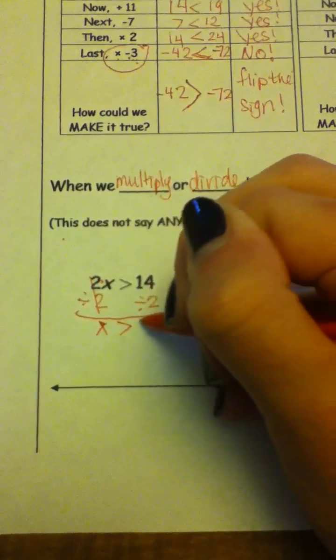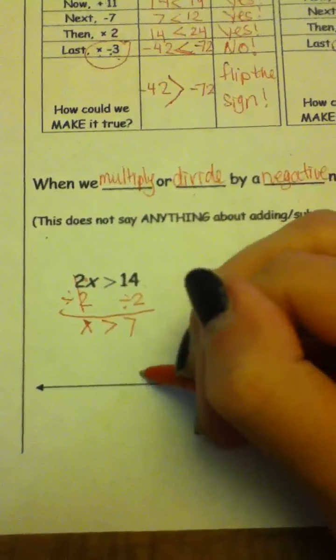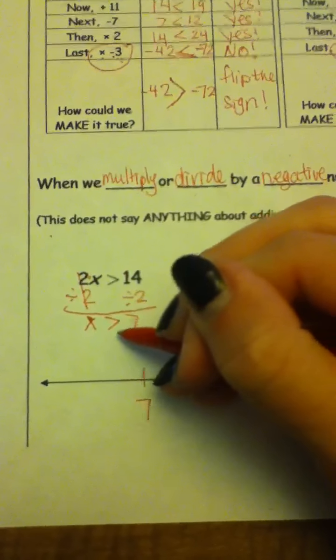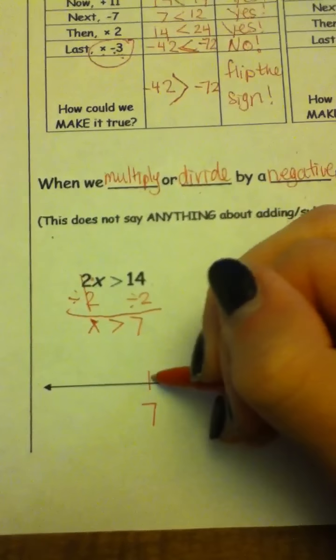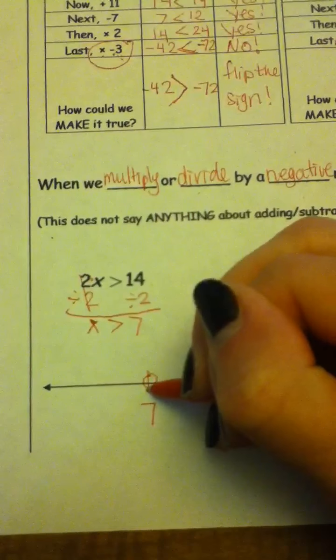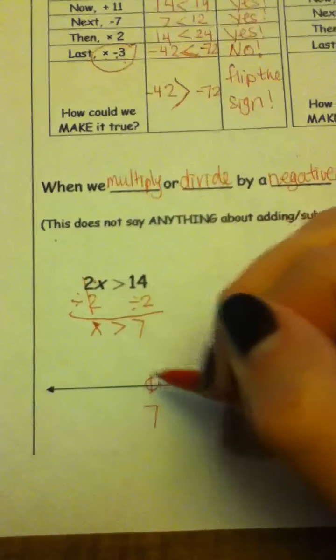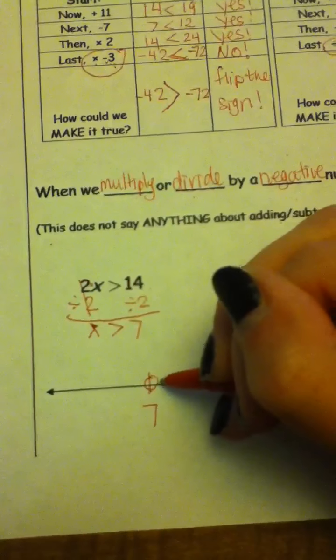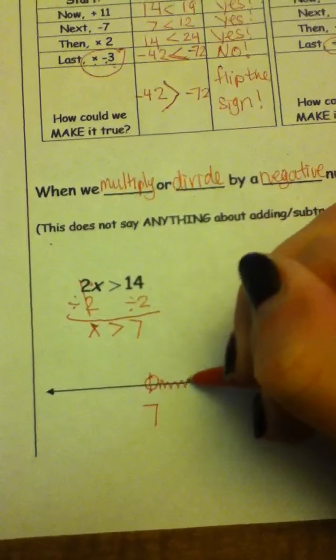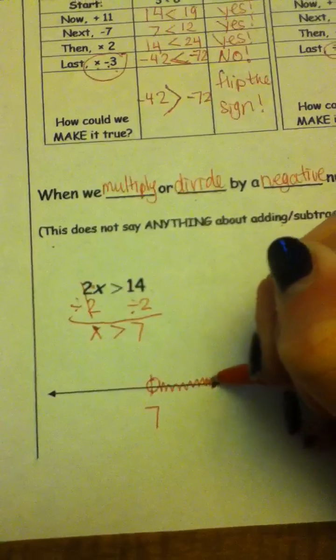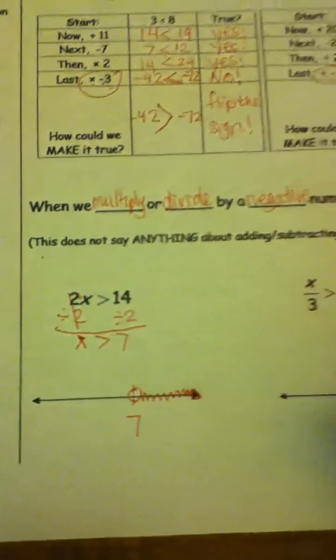We have 14 divided by 2 is 7. This is something I can graph. Throw 7 on there. Open or closed circle? Open. Good, class. Okay. X is greater than 7. X needs to be bigger than 7. So which way am I going to go? To the right. Fill in that arrow to show that it goes on forever to infinity.